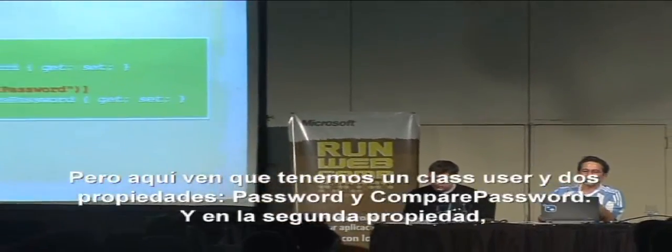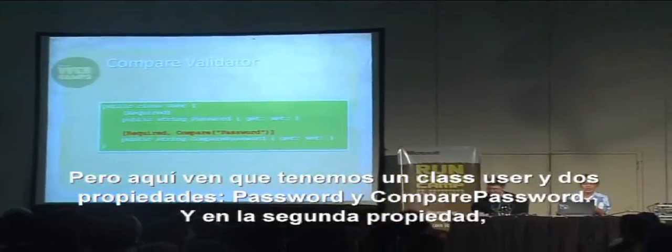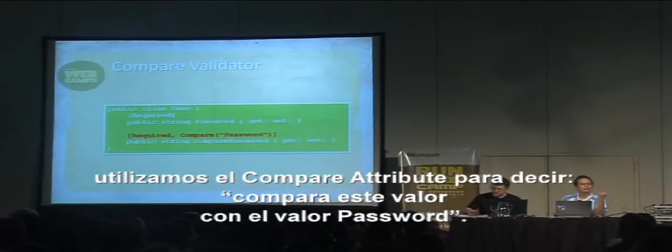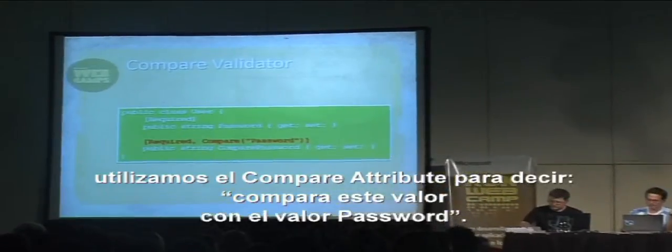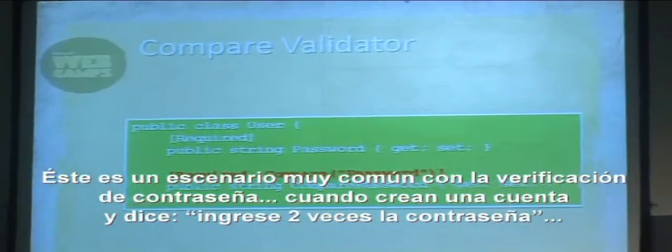But here you can see we have this class user, and there's two properties, password and compare password. And on the second property, we use the compare attribute, and we say, compare this value to the value of password. So this is a very common scenario with password verification. When you're creating an account, they say type it in twice. And what do you do? You copy and paste it into the second one. So thus making it kind of a moot point. But in case you still want to have that interface, we have this attribute.